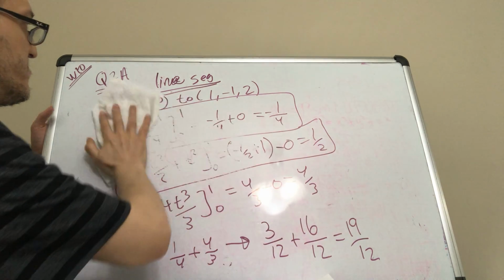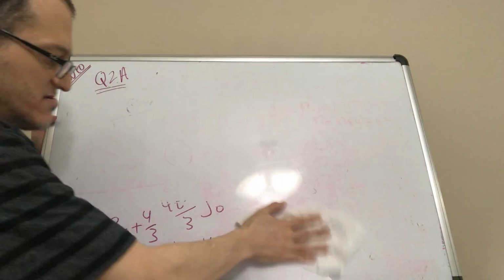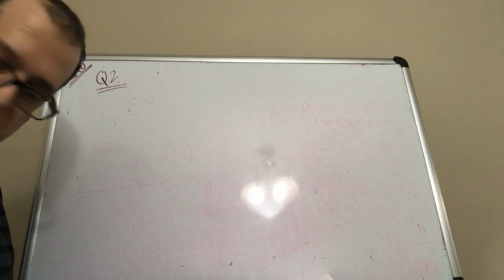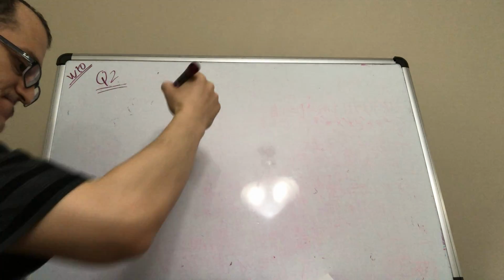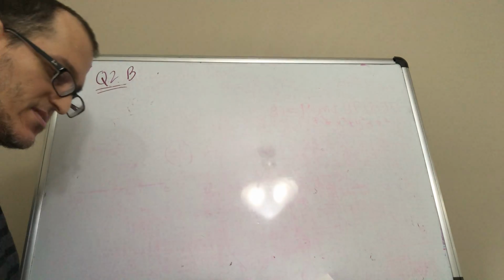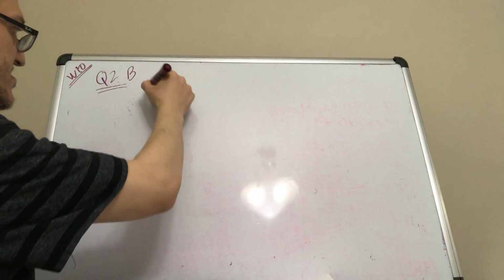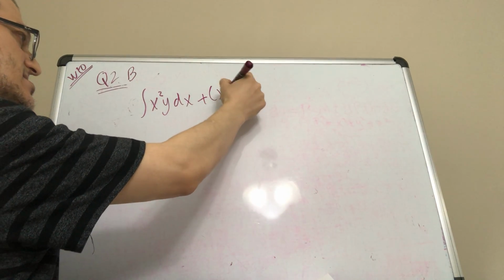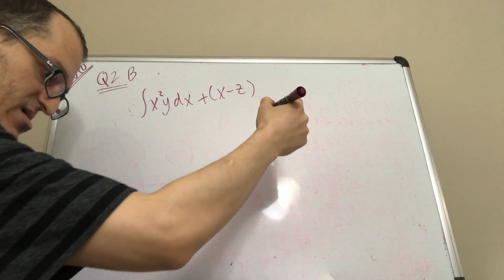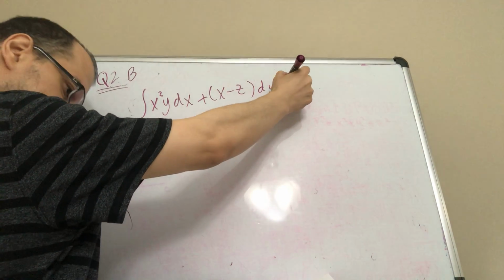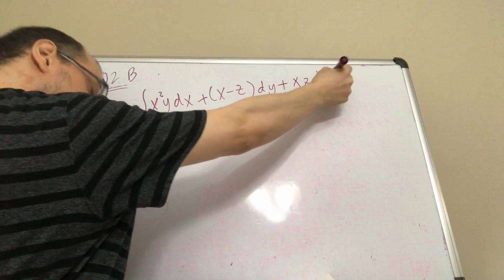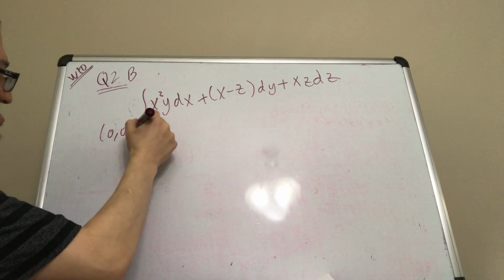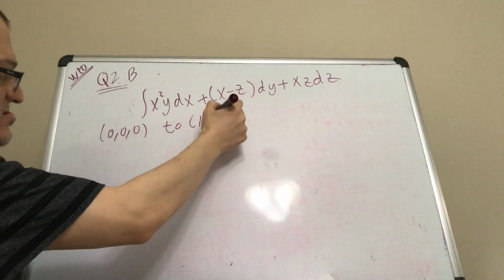I'll do one more for the line segment. I'll do question 2b. They give you this again: x squared y dx, xz dy, xz dz. And they tell you it's from 0, 0, 0 to 1, 1, 1.